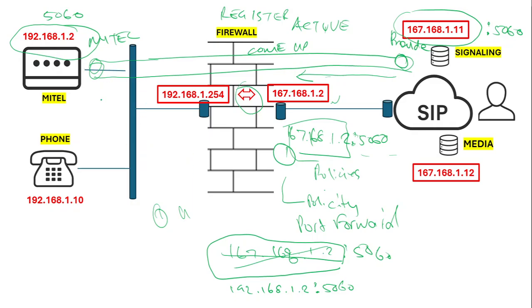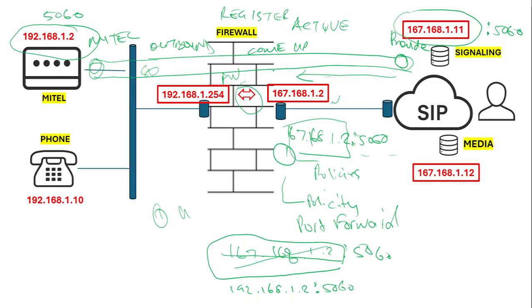And also, outbound wise, we should allow our firewall to pass through traffic from 192.168.1.2 as the source, going to our provider as the destination, 167.168.1.11, for example, in our case.